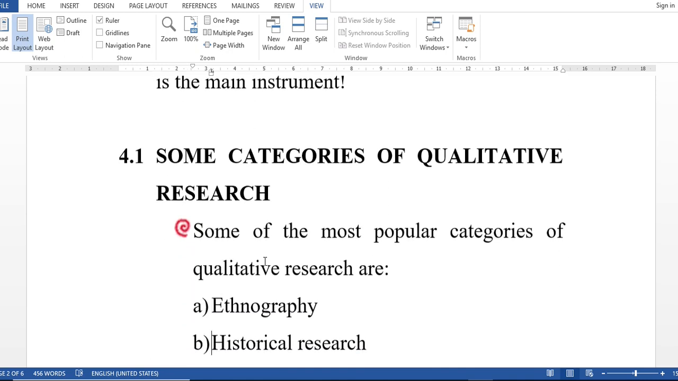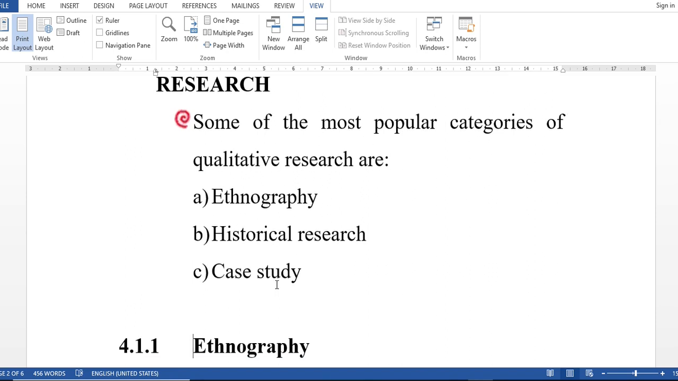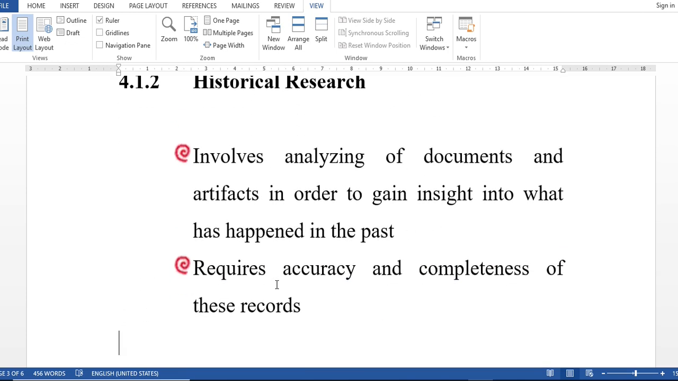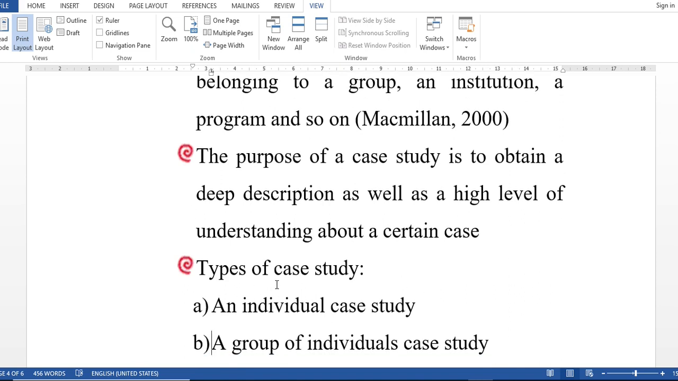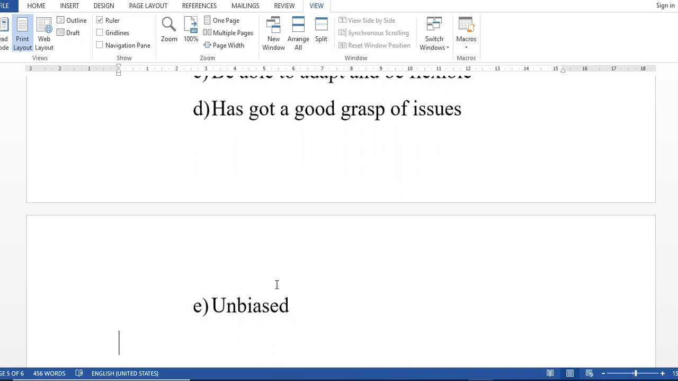Okay, there are some categories of qualitative research. So here, as you can see, we have ethnography, historical research, and case study. So in this note, only 3 types of qualitative research are explained. Compared to the video just now, there are 6 types of qualitative research design. Okay, so here is some explanation. Later you may read this, and if you don't understand, you may just ask me in the comments. Okay, so this is the design.